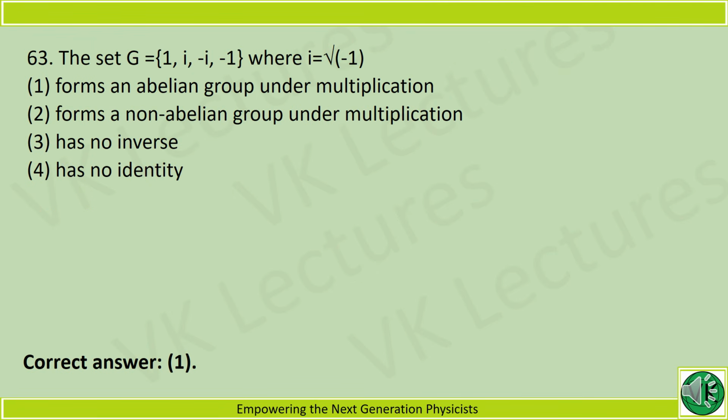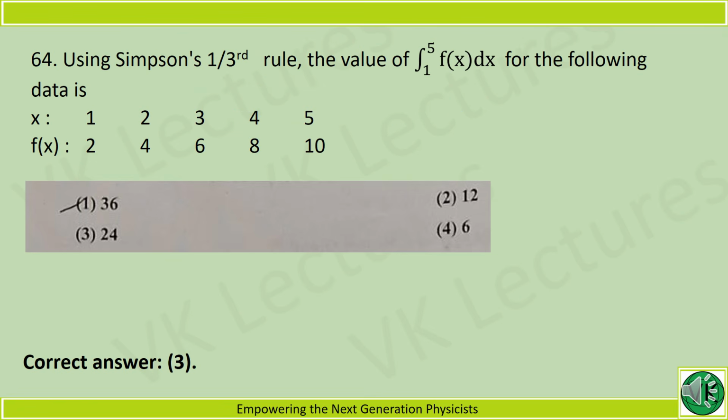The set G equal to {1, i, -i, -1}, where i equal to root of minus 1. This forms an abelian group under multiplication. Option 1 is the correct answer. Using Simpson's 1/3 rule, the value of the integral from 1 to 5 of f of x dx for the following data is, the correct answer is option 3, 24.